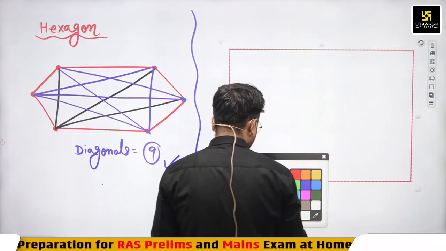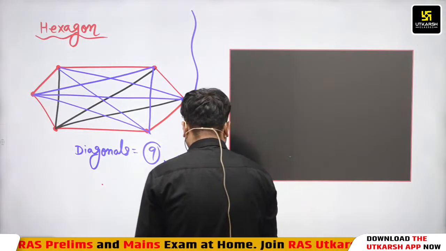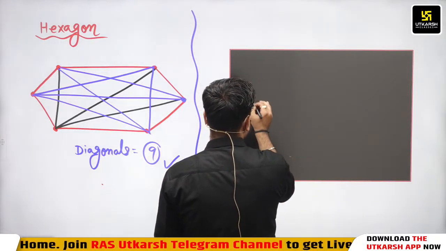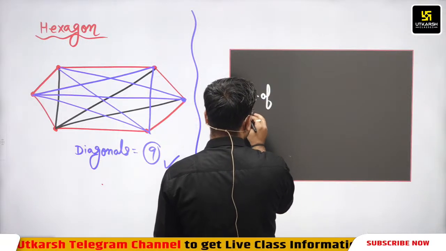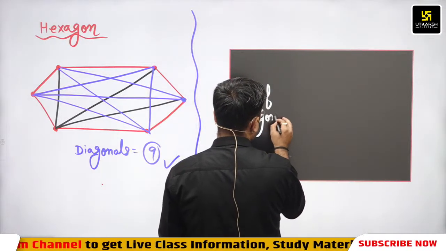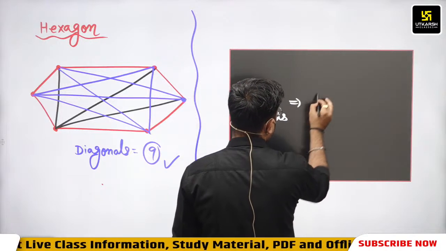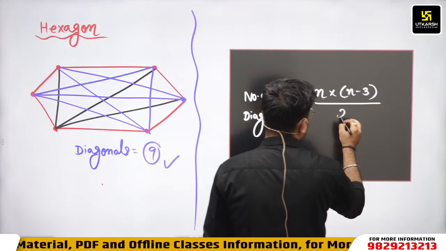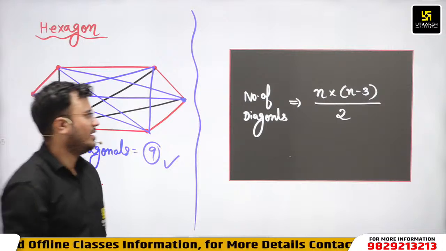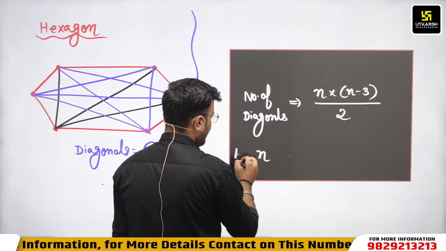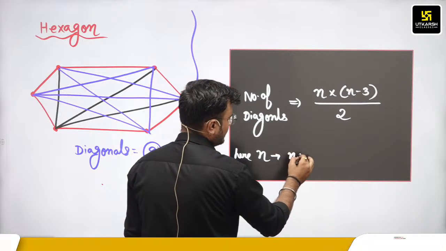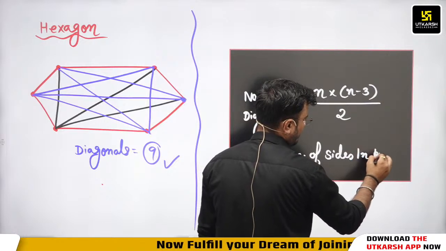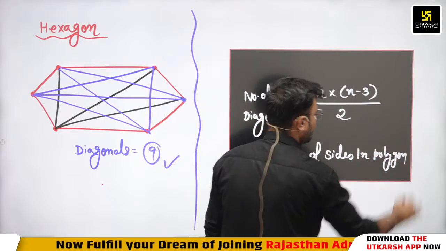Now I am going to tell you the trick. By using this trick you can find the number of diagonals in 30 to 40 seconds. So the number of diagonals is given by n into (n minus 3) by 2. Here n is the number of sides in the polygon.